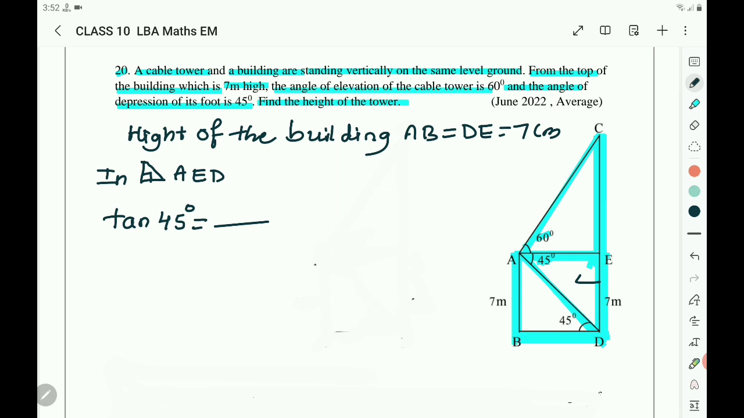Opposite side for 45 degree, which is the opposite side, DE is the opposite side. Write DE by AE. What is the value of tan 45? Tan 45 is 1. 1 is equal to DE is 7 meter, 7 by AE. Therefore, AE is equal to what? 7 meter.